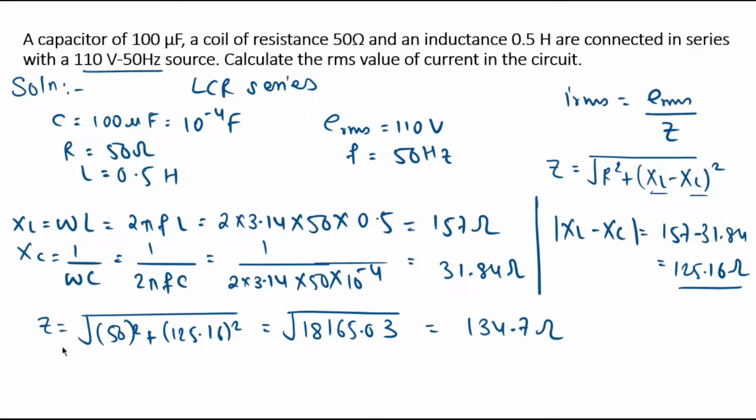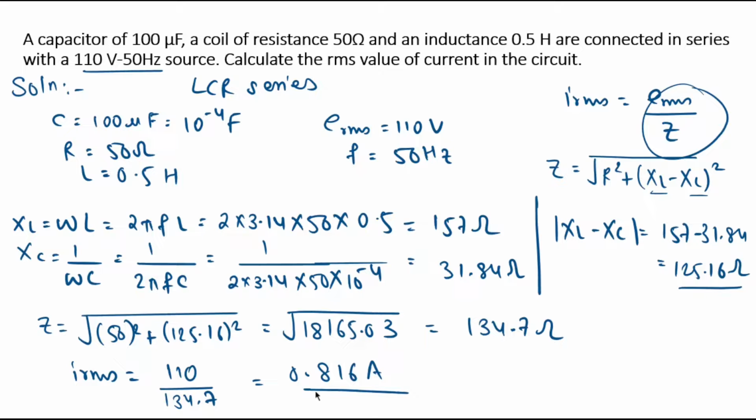So now let's find out the value of IRMS. So IRMS is equal to ERMS upon Z. So ERMS is 110 upon Z, we found out 134.7 ohms. So calculating this we get IRMS as 0.816 ampere. I hope you understood this sum. Let's look at the next sum.